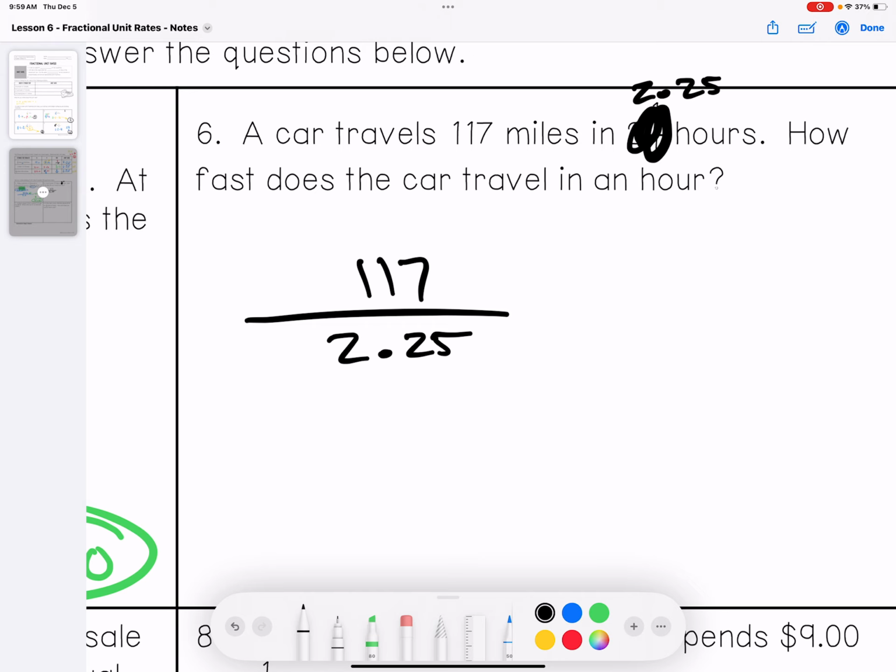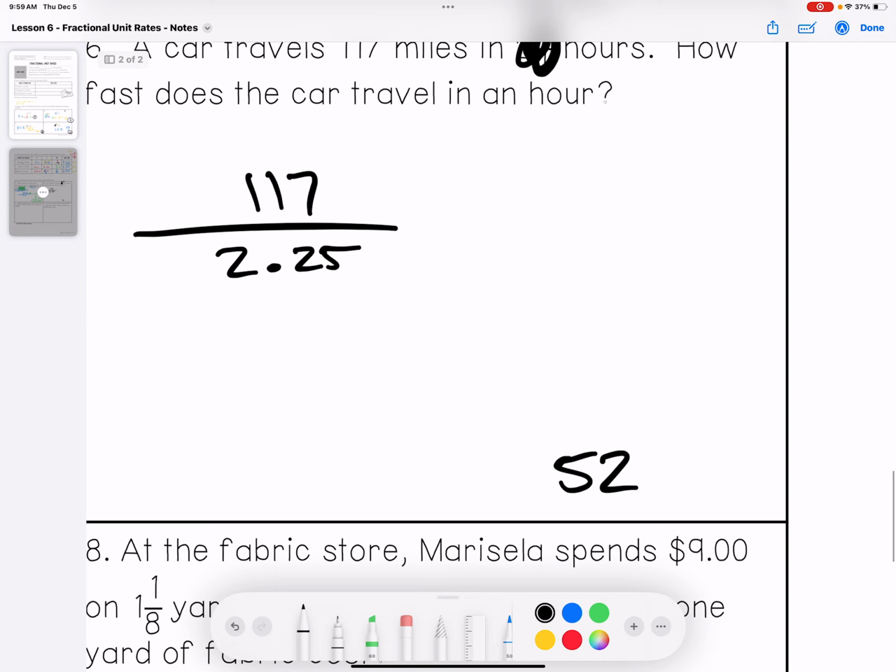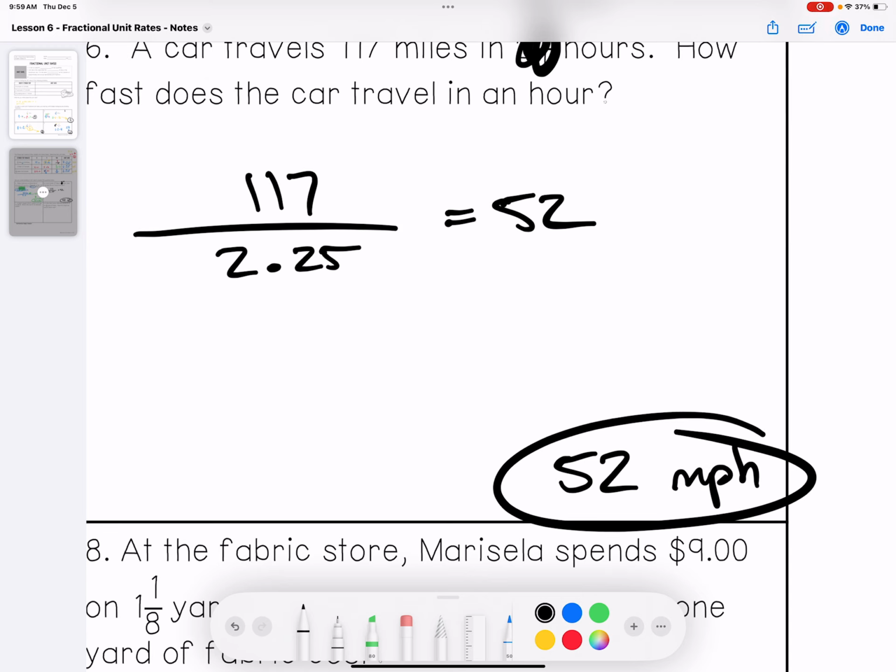And then obviously miles goes on top. Top number goes in your calculator first. So you're just going to put 117. You're going to hit the divide sign by 2.25. And what are you going to get? You're going to get 52. Now, that's not the answer. That's just what your calculator is going to say. 52 what? You got to tell me what we're talking about. And we're talking about miles per hour. Since we all know the abbreviation for miles per hour is mph, I want you to use that.